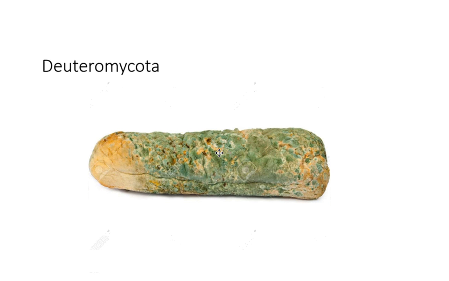And then lastly is the group Deuteromycota. They are called the imperfect fungi. They have no known means of sexual reproduction, thus they're imperfect. It doesn't mean there isn't one, it's just currently unknown. Penicillium is a great example of this. This is like green bread mold. You can see this is obviously moldy bread here, and it's green. So this would be an example of Penicillium, or a Deuteromycota.